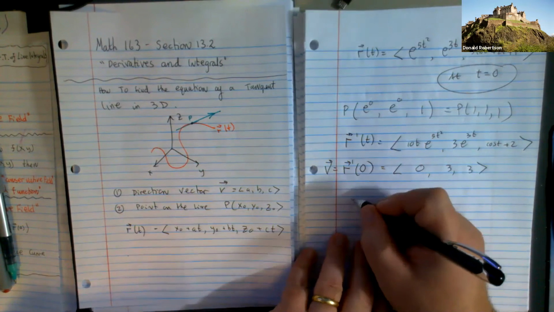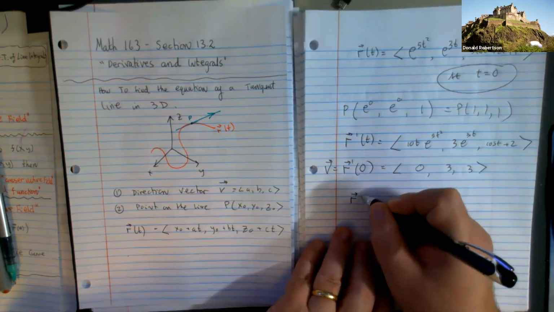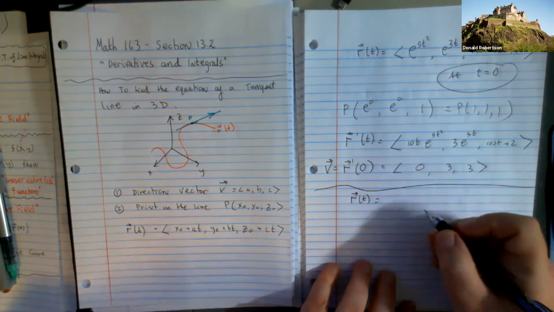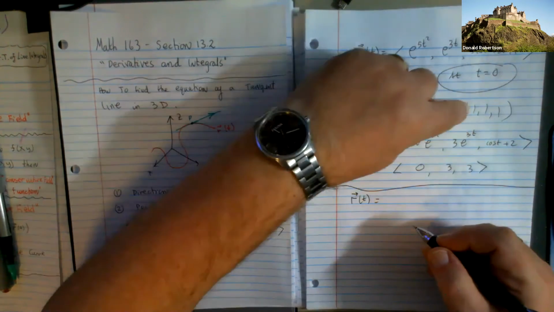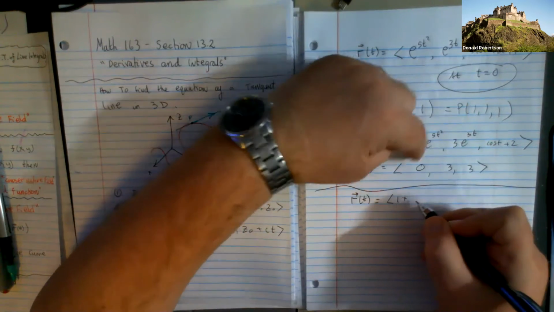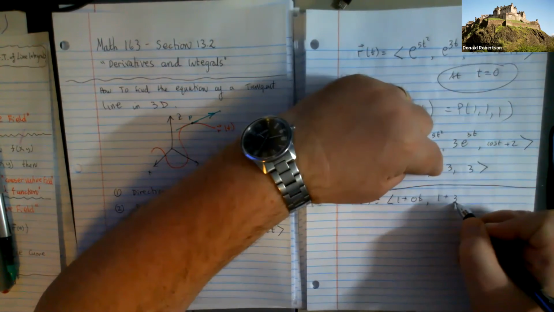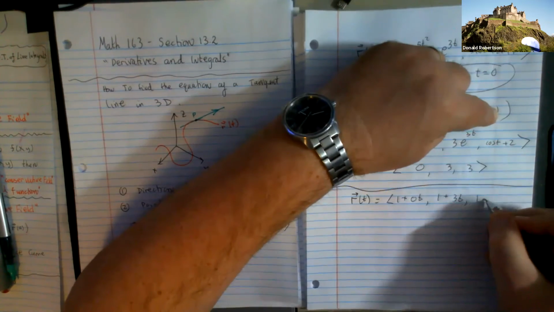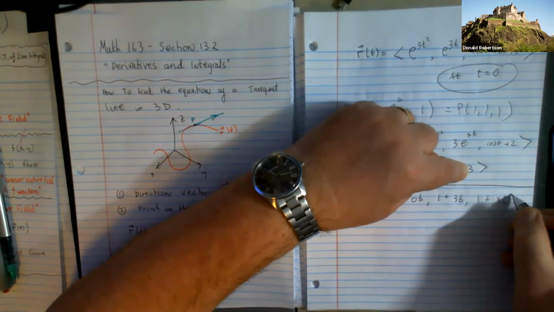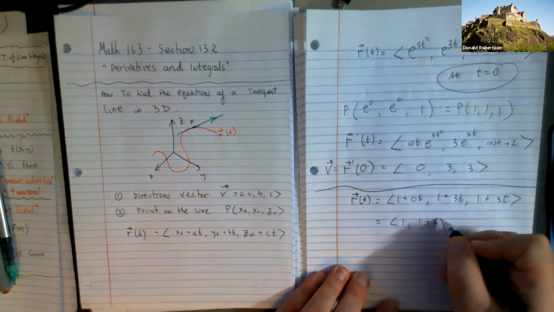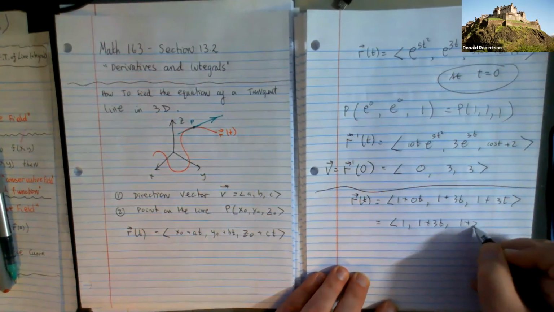And so the equation of our line, our tangent line, is going to be 1 plus 0 t's, 1 plus 3t, and 1 plus 3t. And if we simplify that down, it's 1, that guy, that guy.